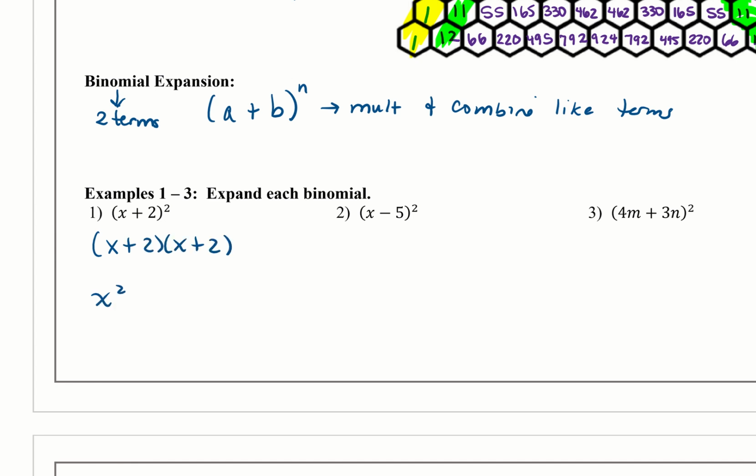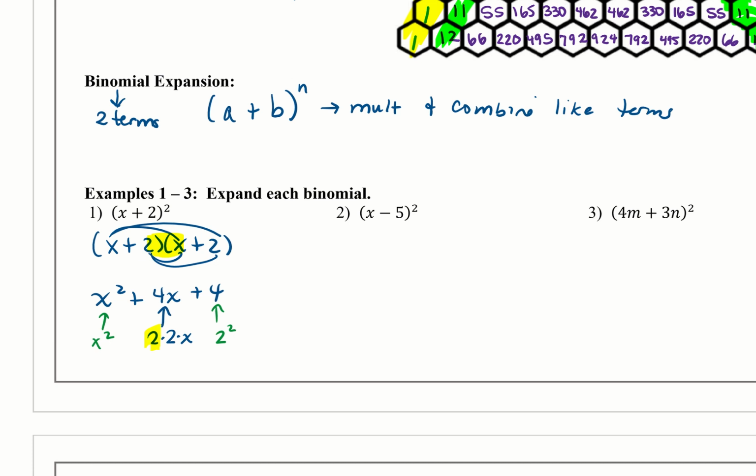If you FOIL or distribute, we would get x squared plus 2x. Now the middle terms will be the same, so we have a 2x and another 2x, which is a 4x, plus 4. It is very helpful to recognize that this number is 2 times x, so it's twice the product of those two. And then this number is the last value squared, as this is the first value squared. When you are squaring something and getting the resulting trinomial, that is always true.